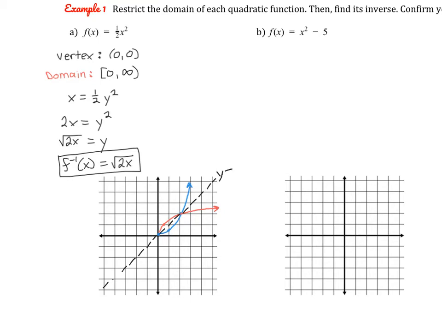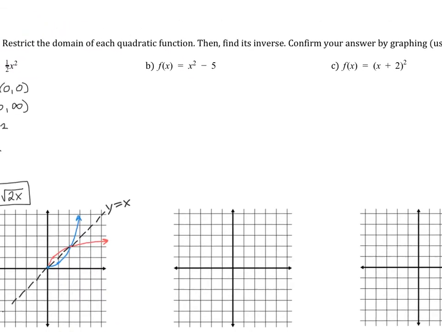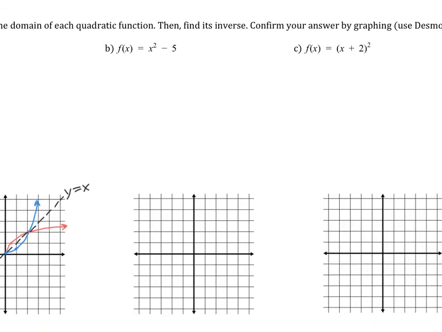Here's that line y equals x, which is one way we could check to see if our answer is correct. So we can see here that since our graph is reflected over that line, our inverse must be correct. And you can see that our inverse is also a function. So by restricting the domain, we were able to create an inverse that's a function. All right, now let's look at part B.